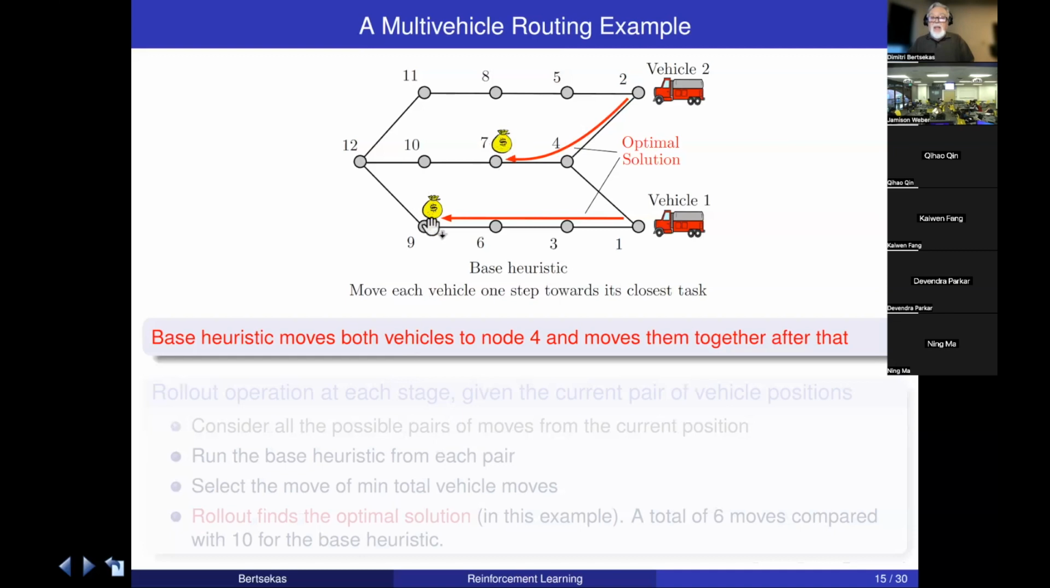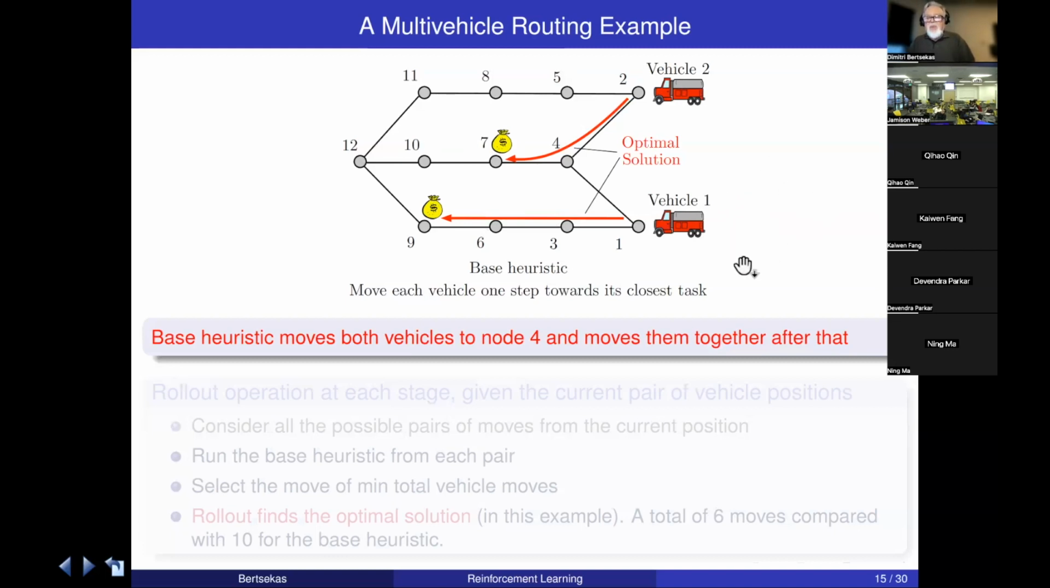Then this has been done, this remains. So the closest route now is this one. So both of them move here, both of them move here, and both of them move here to perform the task. So it takes 5 moves for every vehicle for a total of 10, as opposed to 6, which is the optimum.